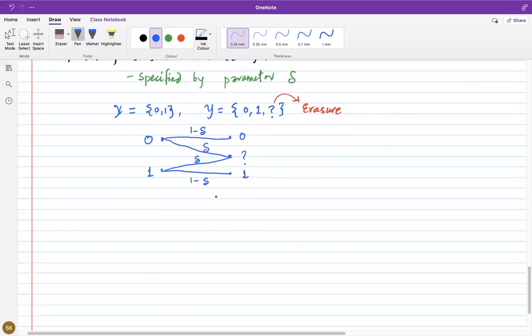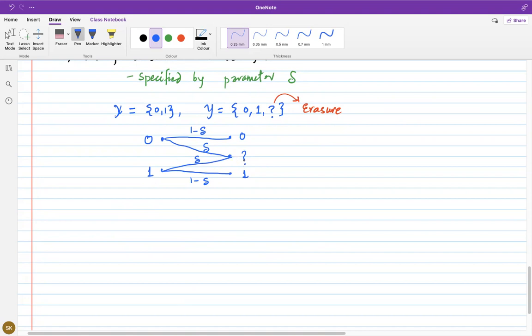So this is the simple channel. At the output, whenever you receive 0, you always know that the input was 0. And if you receive 1, you always know that the input was 1, because there's no way to go from 0 to 1. But if you receive an erasure, which is the question mark, you never know what the original message was.